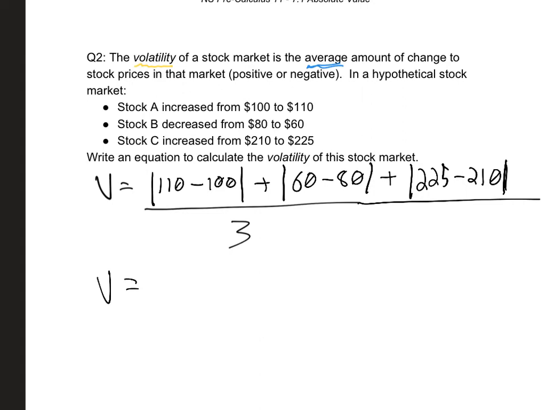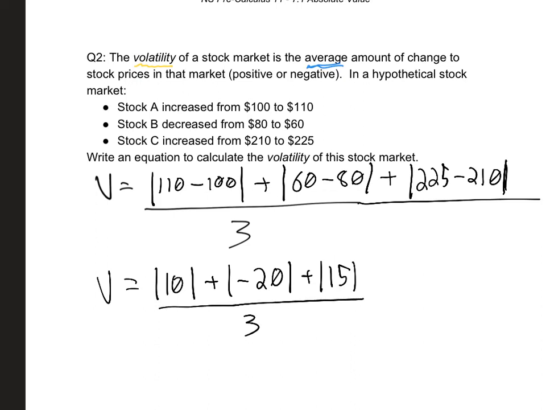So now let's evaluate what the volatility of this market is. So 110 minus 100, this is the absolute value of 10. 60 minus 80, this is the absolute value of negative 20. And 225 minus 210, this is the absolute value of 15. And of course we want the average of those things. So the absolute value of 10 is just 10. The absolute value of negative 20 is 20. And the absolute value of 15 is 15.